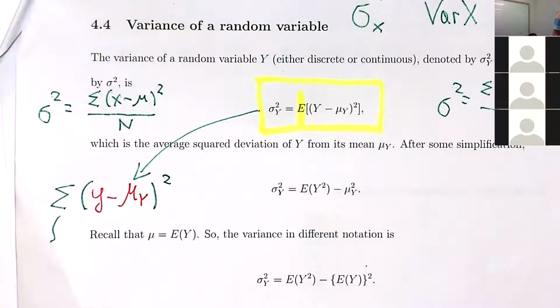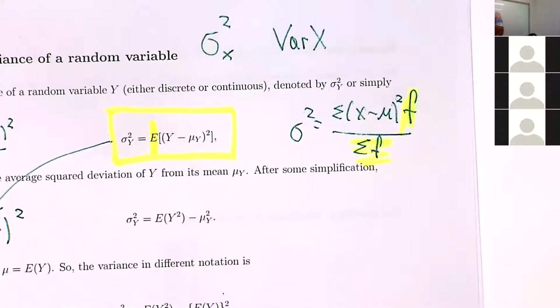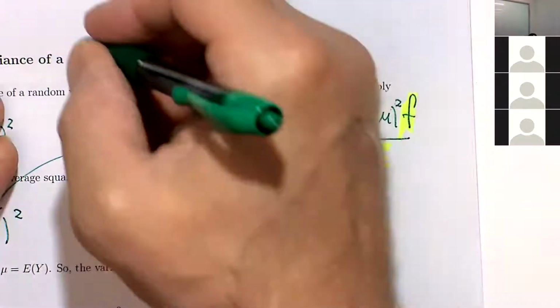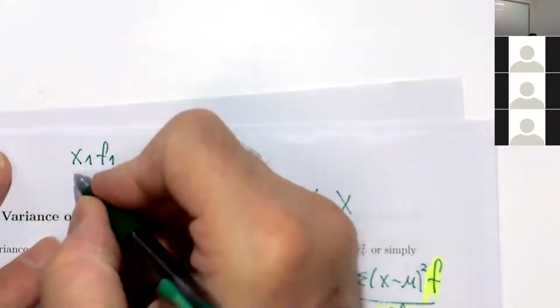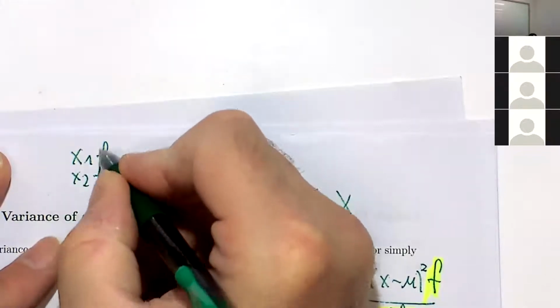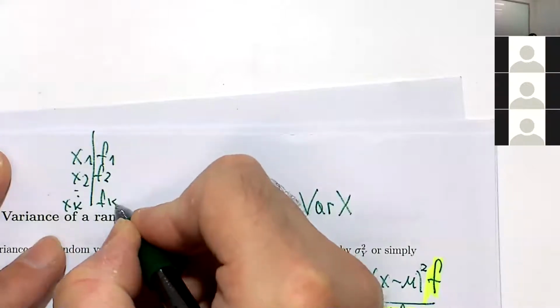I have a question. Yeah? Could you explain the f in the sigma squared equation again? Oh, so what is the f? F is the frequency, when you have values like this: x1, f1, x2, f2, and so on up to xk, fk.